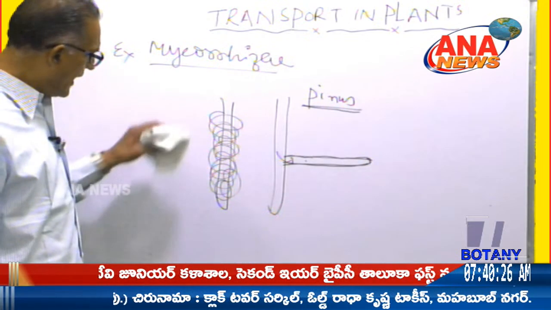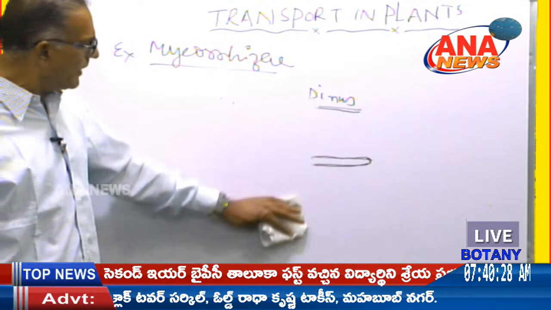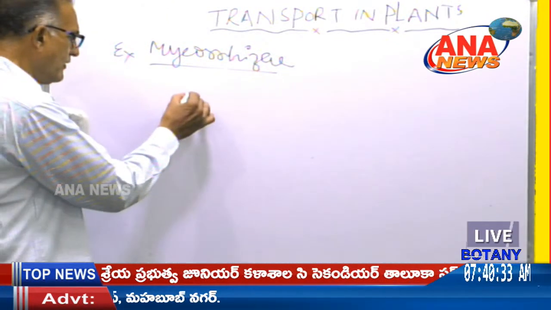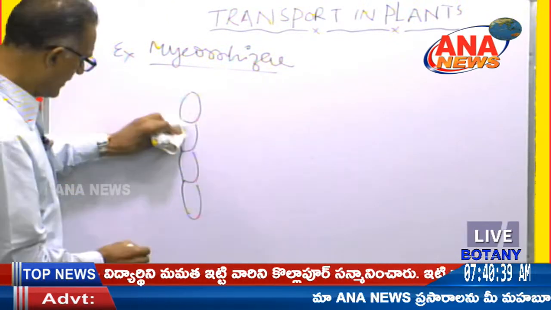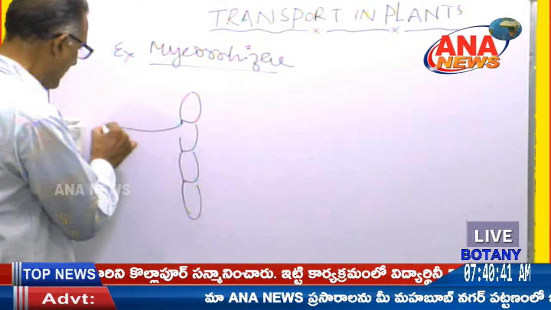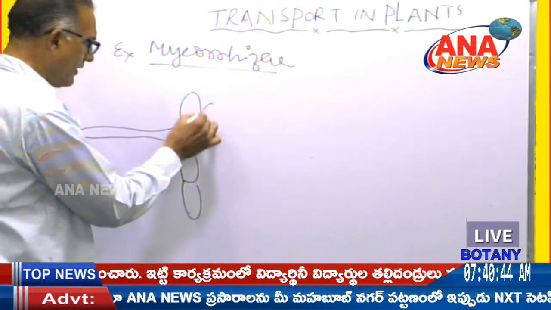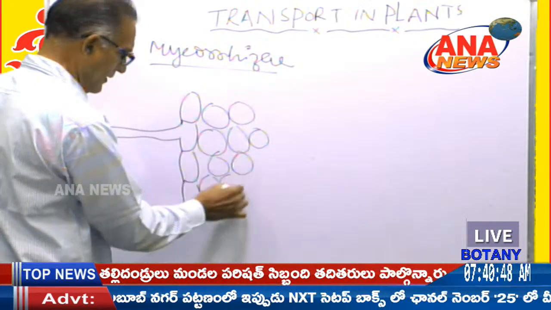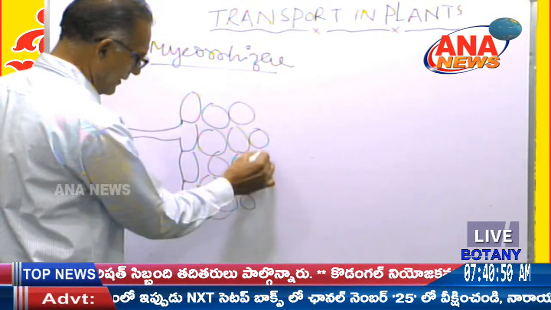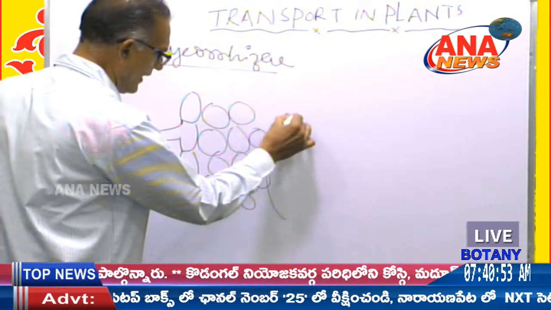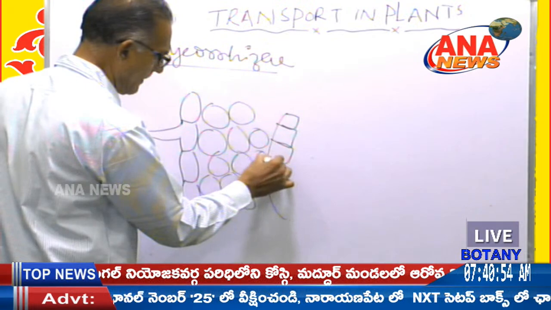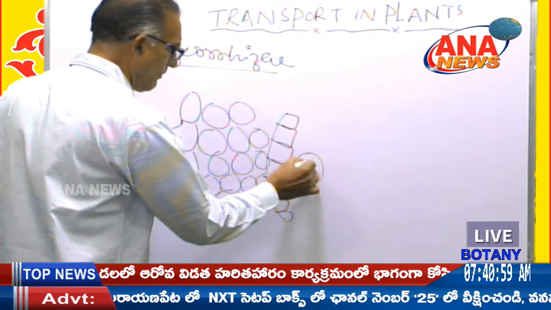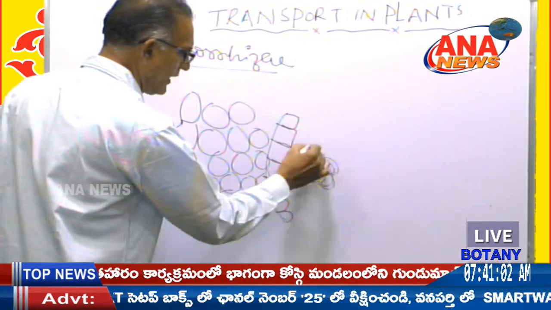So, a diagrammatic representation is there of the movement of water into the root. How does the water move into the root? This is the root hair, the cortical cells. This is the endodermis, which is impervious to water, then the primary xylem or protoxylem.